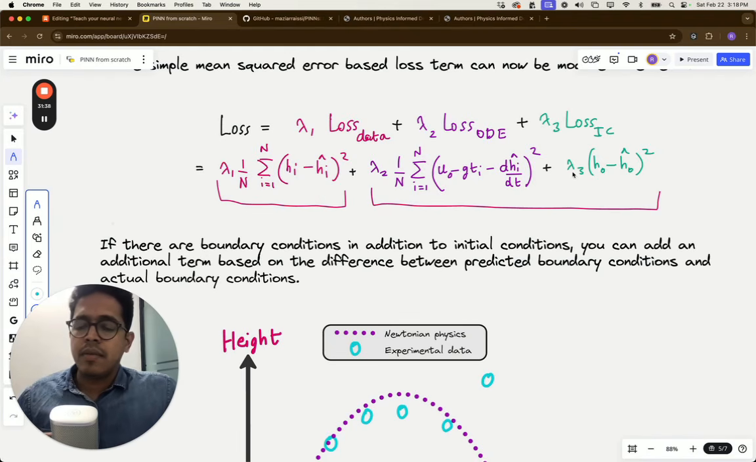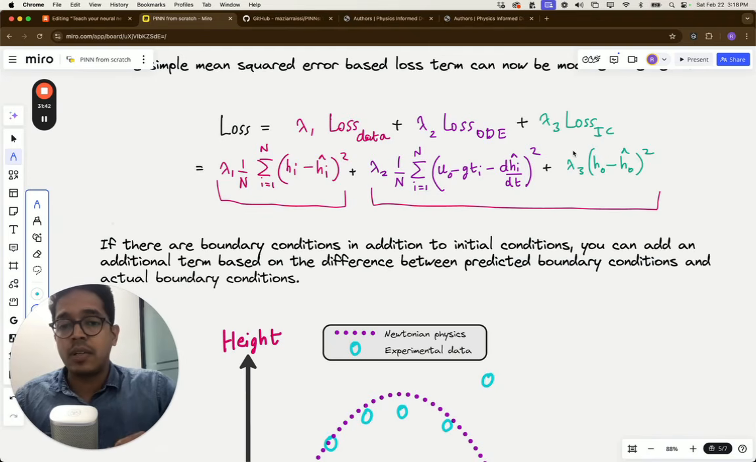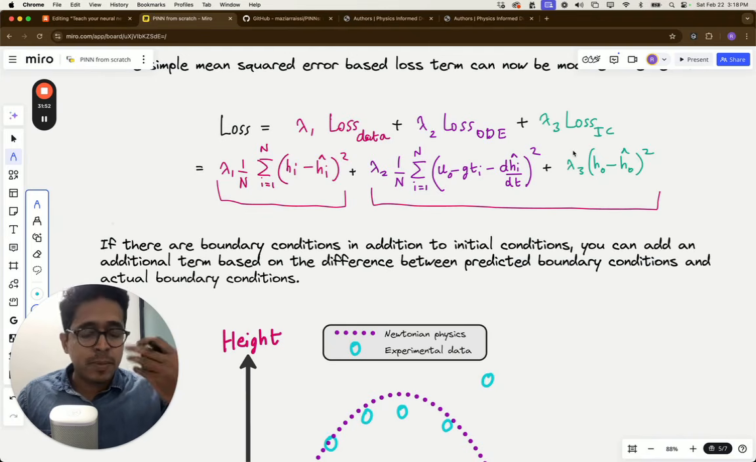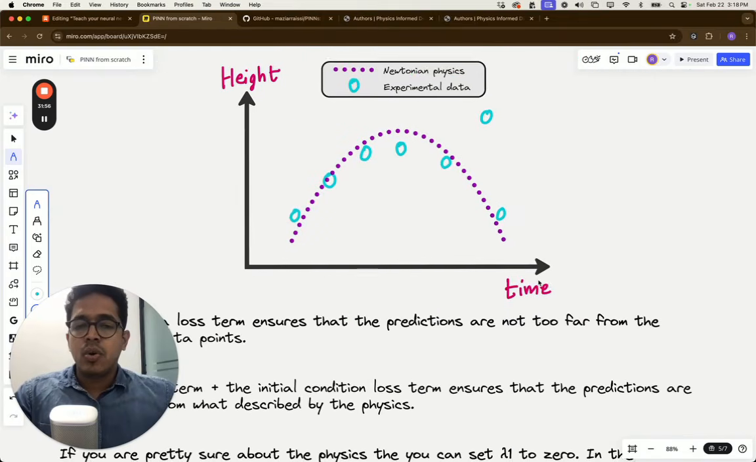And this is very much similar to hyperparameter tuning. You can't know in advance what a good value of lambda is. A good value of lambda depends on your knowledge of your system. It depends on how reliable your experimental data is, etc. And what is your goal?